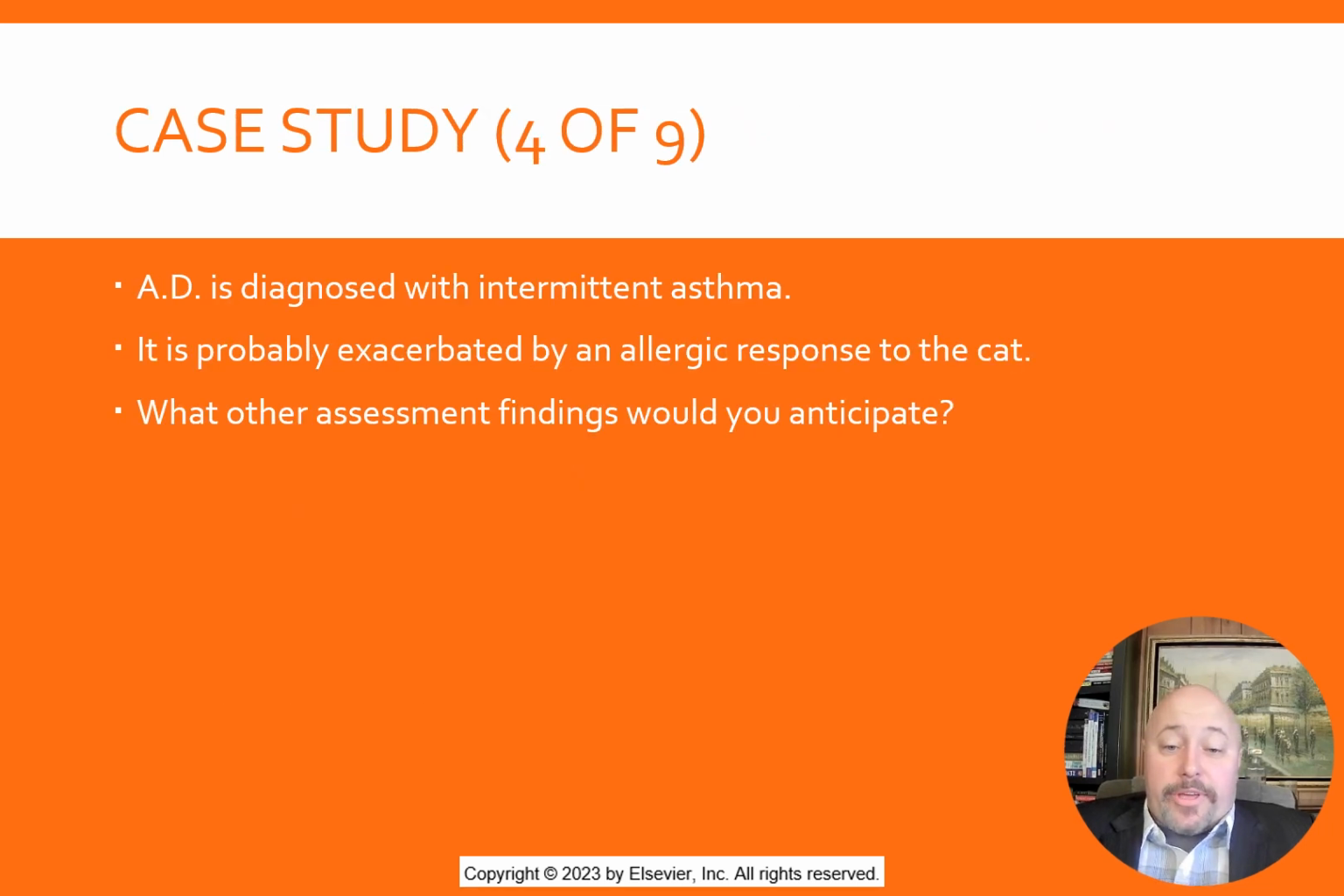AD is diagnosed with intermittent asthma. It's probably exacerbated by an allergic response to the cat. What other assessment findings would you anticipate?